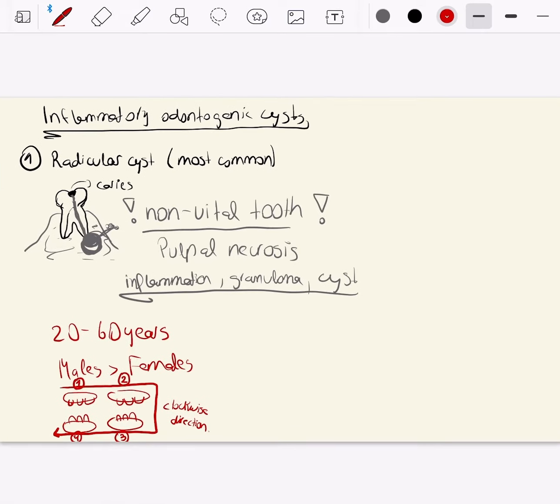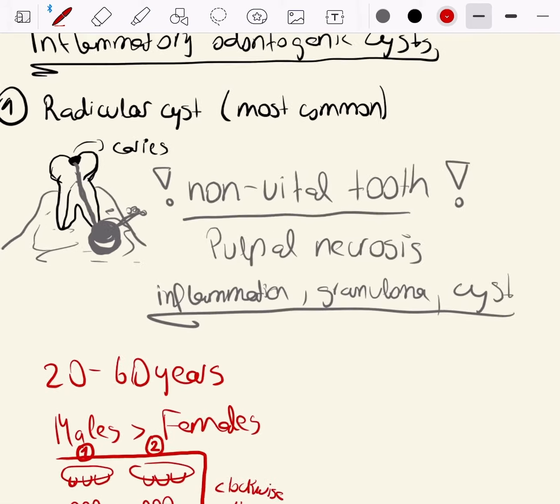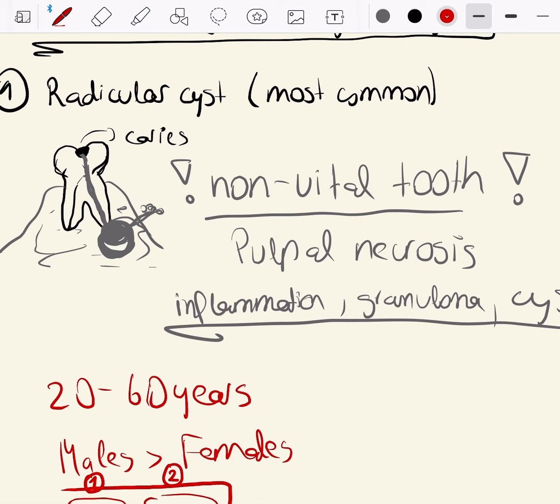This is actually it for the radicular cyst. This is the most common one. Sometimes, if you treat a patient with a deep caries, they have pulpal necrosis. And if you do an x-ray, you see a kind of cyst, a ring, and this could be a radicular cyst.